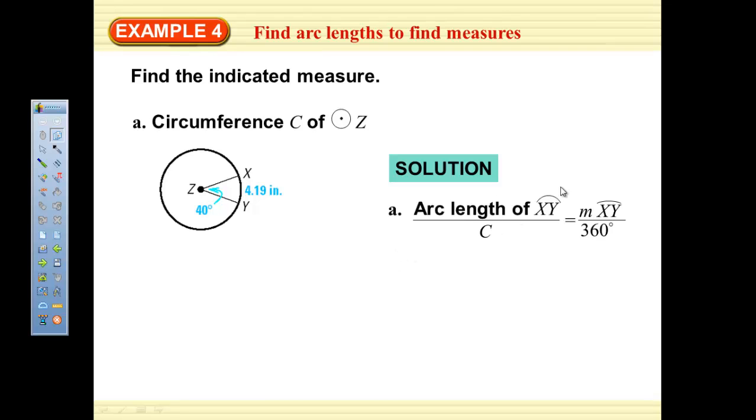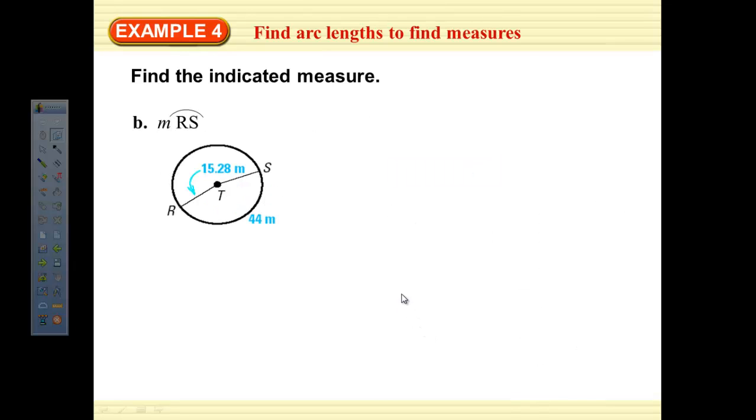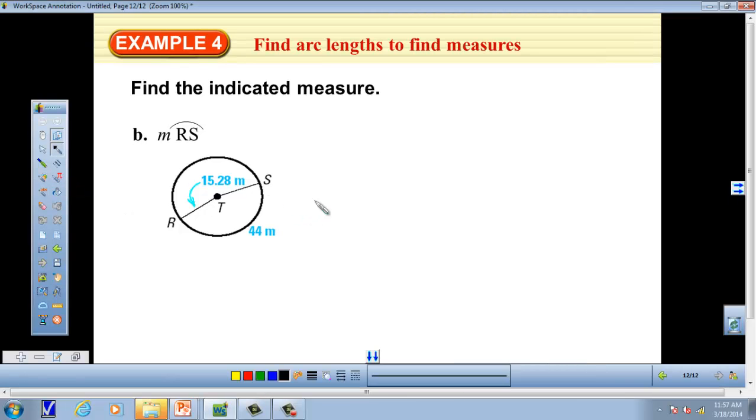So here we go. We have our arc length over C equals the measure of arc XY, which is also the central angle here, divided by 360. We have 4.19 over C equals 40 over 360. They simplified as well, and if we cross multiply, we get C equals 37.71. Here's another one where we have to find, this time, the arc length.